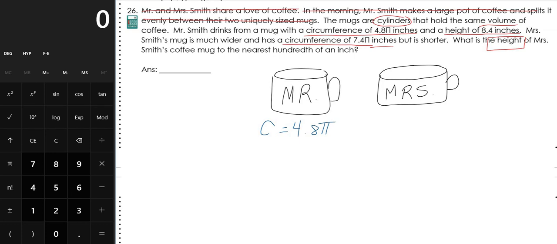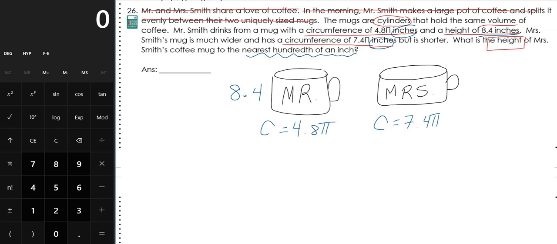And then Mrs. Smith's circumference is 7.4 pi. Okay, and both of these are in inches, so I like that. It's the same unit of measurement. In fact, the height is even in inches, and they want the answer in the nearest hundredth of an inch, so good thing they're all in the same unit of measurement. Okay, let's label in the height that Mr. Smith's mug is. They said 8.4, so I'm going to put in 8.4.